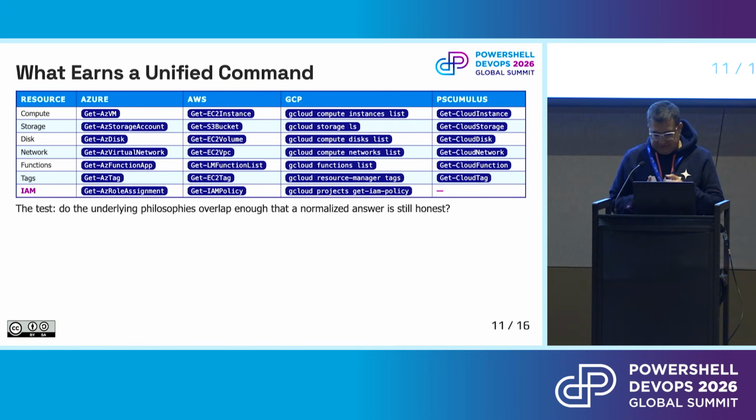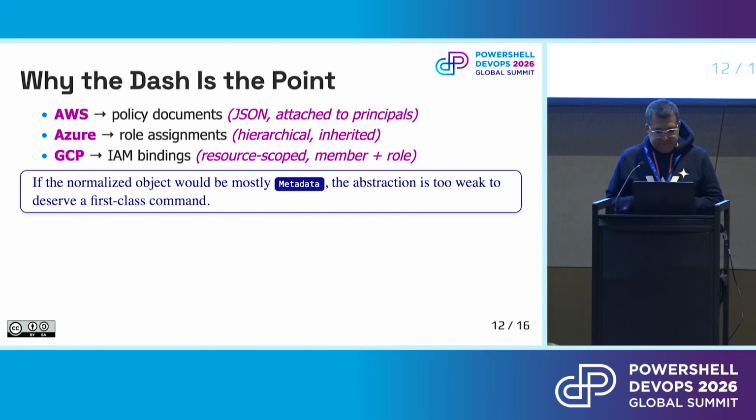So that dash you see there is very much on purpose, because the question behind identity is simple: who has access and what can they do, right? It should be the same across all 3 clouds, but the answer is not something that lends itself to normalization. That's the tough part, because AWS looks at policy docs, essentially JSON that it attaches to principals. Azure looks at role assignments, essentially a hierarchical inherited approach. And GCP looks at this as IAM bindings, resource scoped, member and role. And so for that reason, it's not easy to massage that together, right?